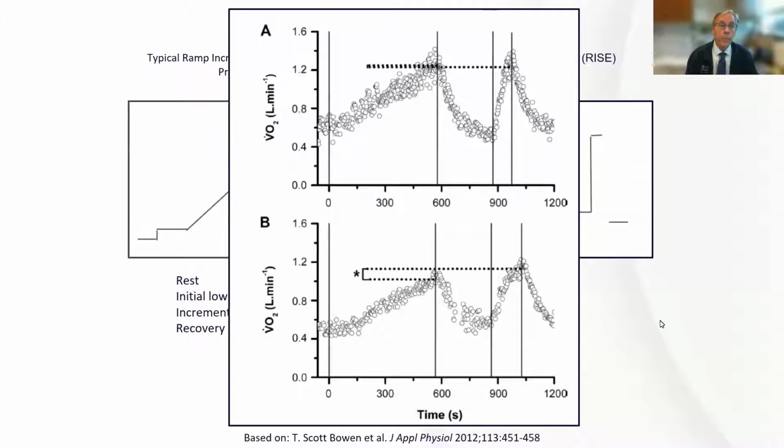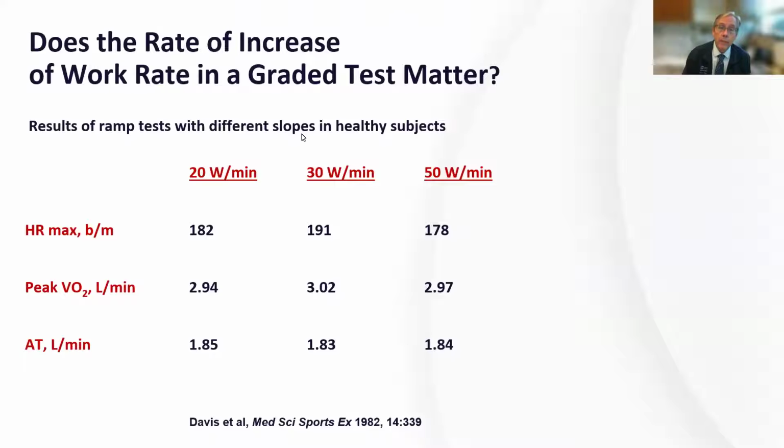Okay, so does the rate of increase in the work rate make a difference? So let's say I set a person on a bike and I do 20 watts, 30 watts, or 50 watts. Of course, we don't usually do 50 watts. That would have to be somebody very athletic. But you can see the heart rate maximum is slightly different, but not much. But the peak oxygen uptake is essentially identical. The AT is identical too. So the peak oxygen uptake and the AT are not dependent on work rate increase.